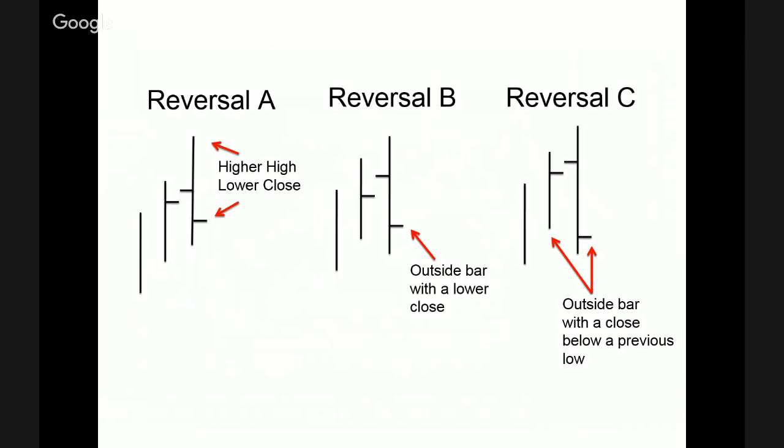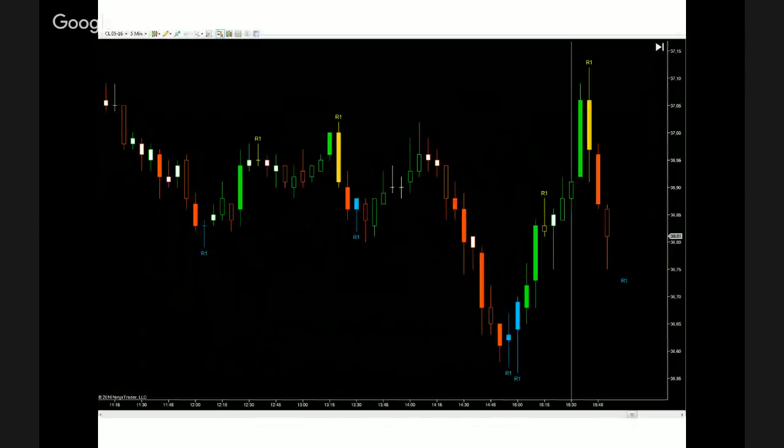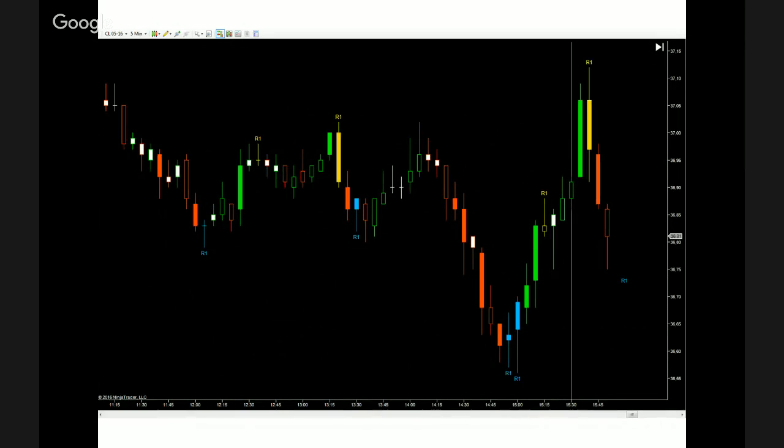You have, again, an outside bar with a close below the low of the previous bar. So as I said, type B and type C are outside bars with high and low points outside the previous bar. And yeah, type B only needs a lower close, and type C requires a close which is below the low point of the previous bar. So let's have a look at how this shows up in the chart with the auction bars.